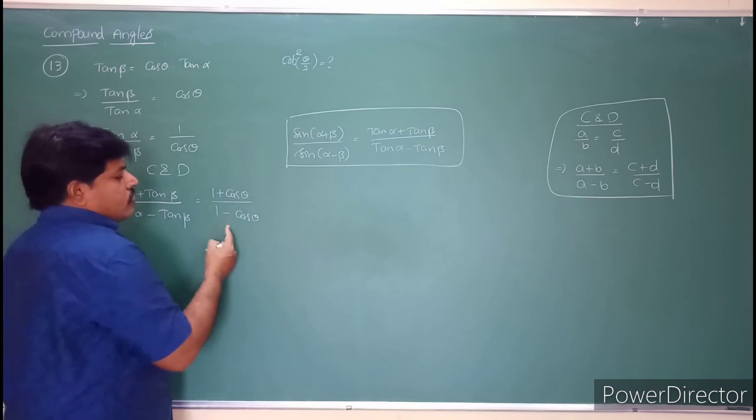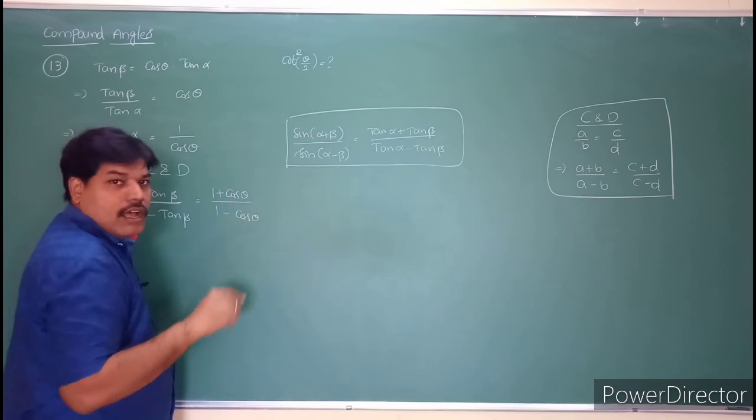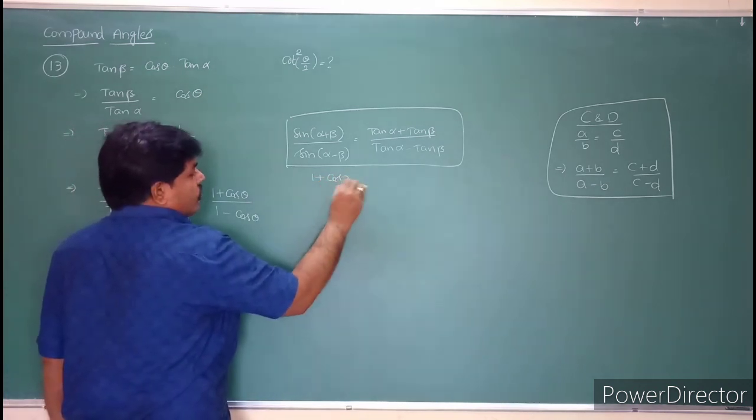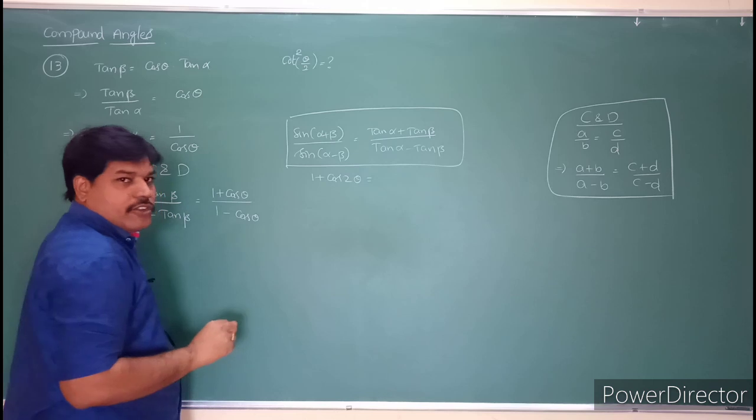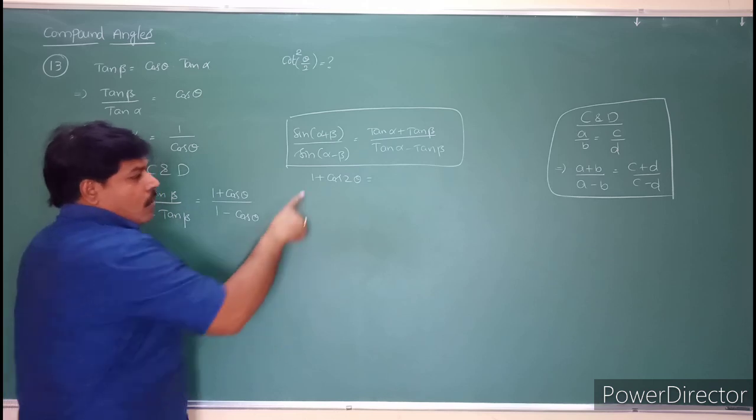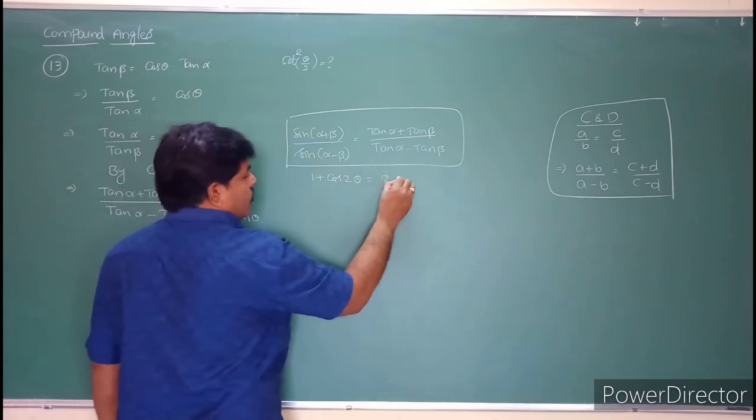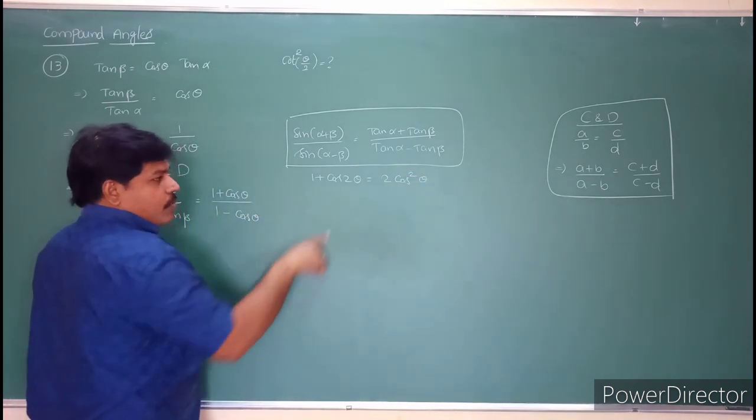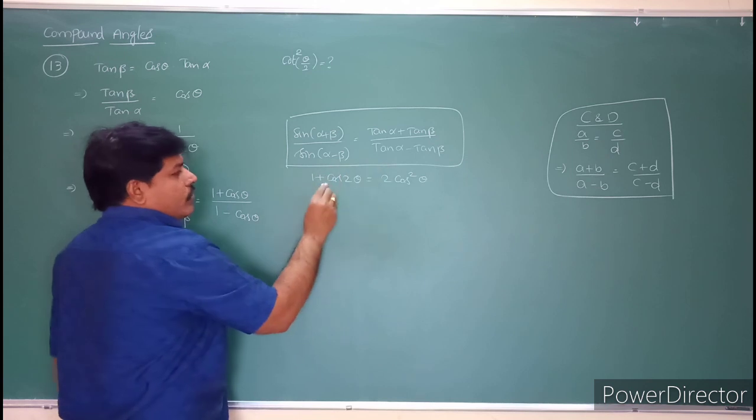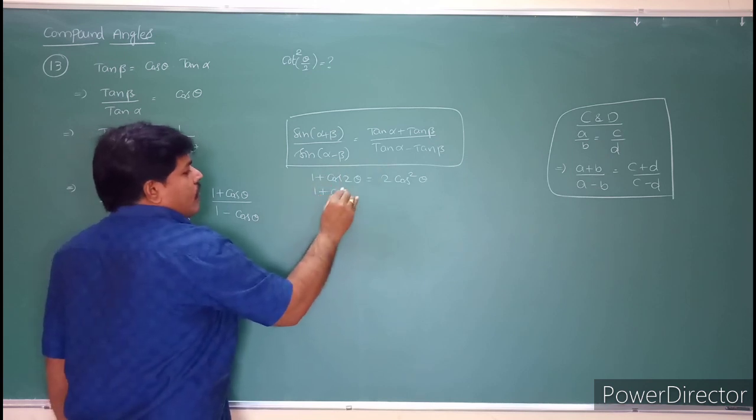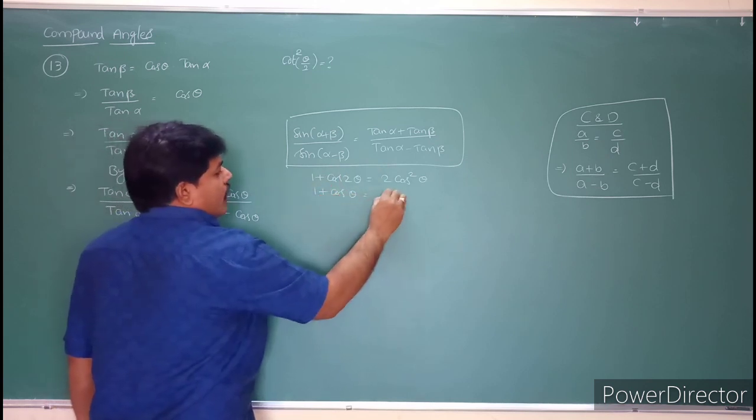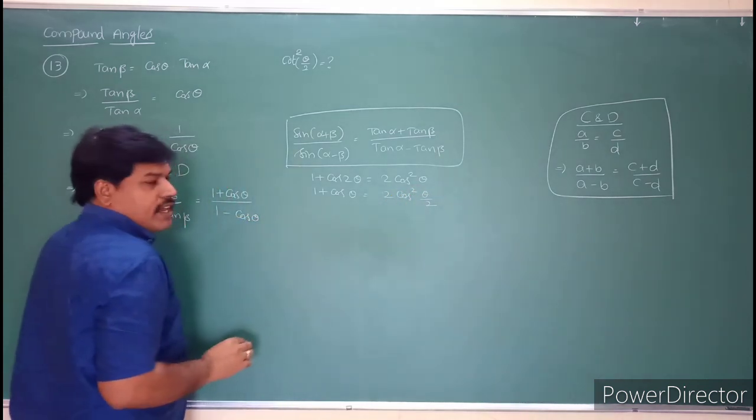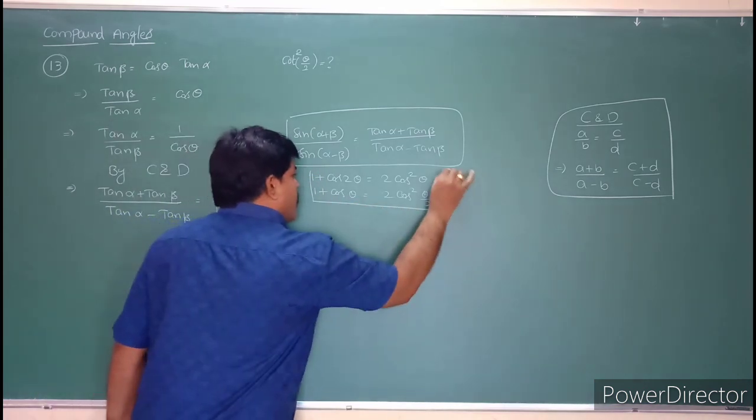Also, one more formula in the half angle formula is 1 plus cos 2 theta. You already know the cos 2 theta formula. From that, 1 plus cos 2 theta is equal to 2 cos square theta. If you take the half angles, in the place of theta if you take theta by 2, it will become 1 plus cos theta is equal to 2 cos square theta by 2. It is one formula.